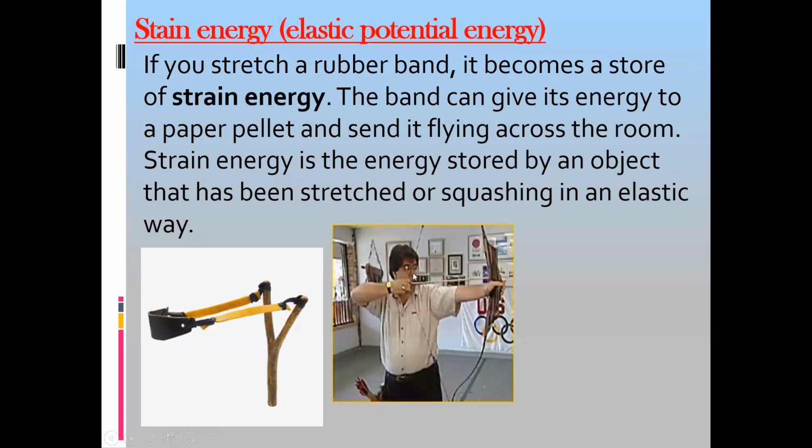Same way, an archer, when he pulls the string or a wire backward, which form of energy will this wire have? It will have elastic strain energy. And when he releases the arrow, the elastic strain energy changes into kinetic energy of the arrow.